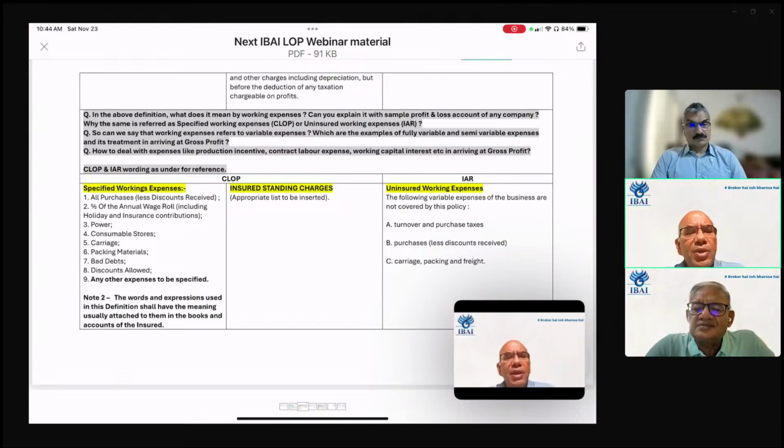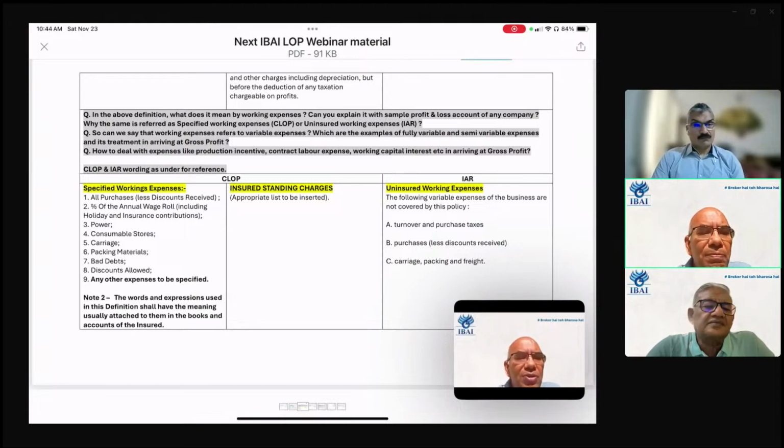See, take an example. You can't do business without packing material. Say you take item number 6. Packing material will have to be there always. But bad debt is not necessary. Similarly, in another example which is coming here, discount allowed is okay. Any other? I saw one more item, consumable store. The store we had already seen could also be variable versus fixed.